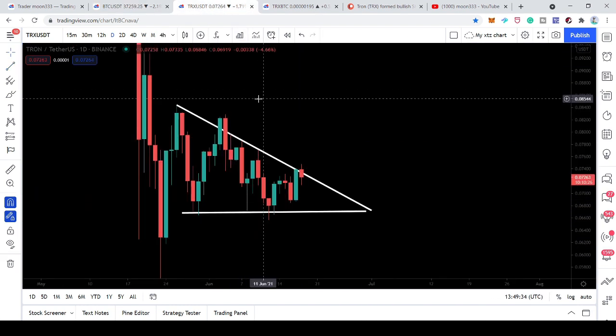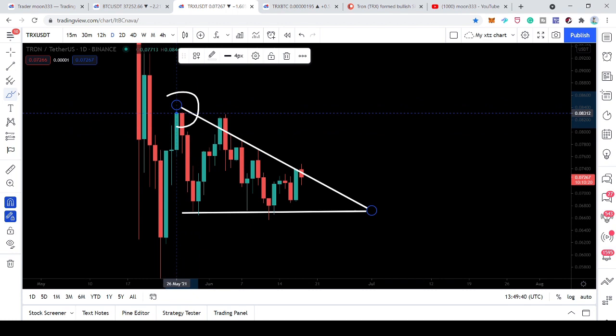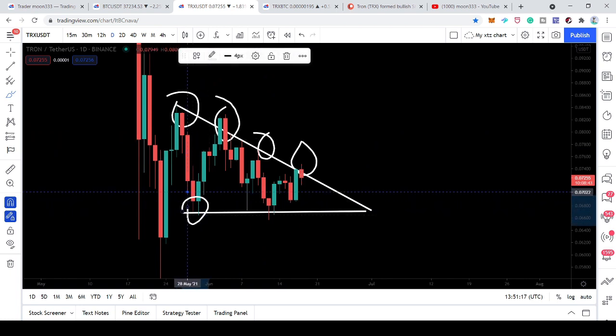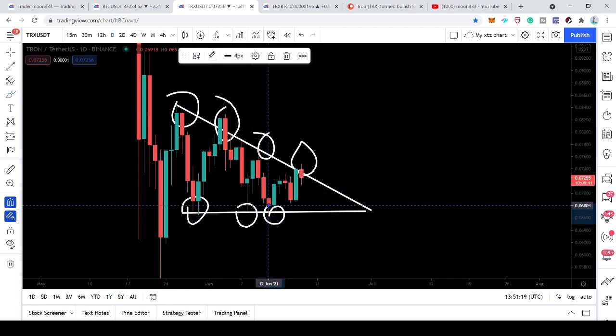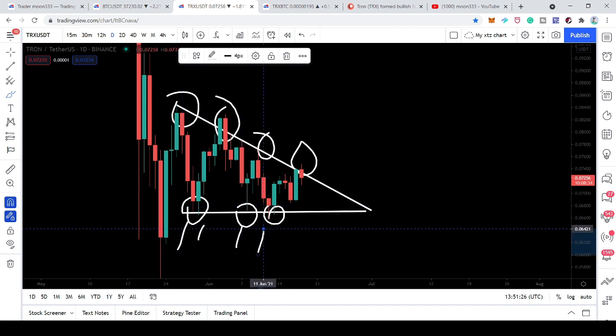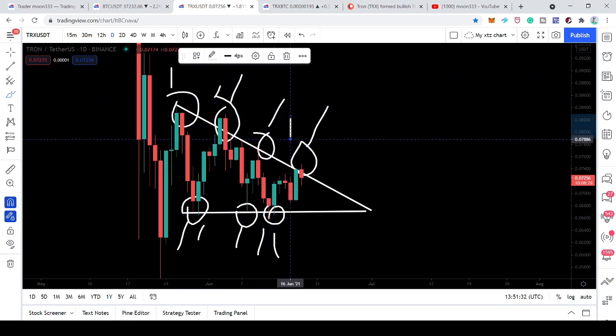Now, if we take a look at this symmetrical, descending triangle here, we can see that we have so many touches at the resistance, and the price action has found a strong resistance and also a strong support. It has tested the support many times, here 1, 2, 3, 4, and 5, and here we have touches 1, 2, 3, 4, 5, and 6.